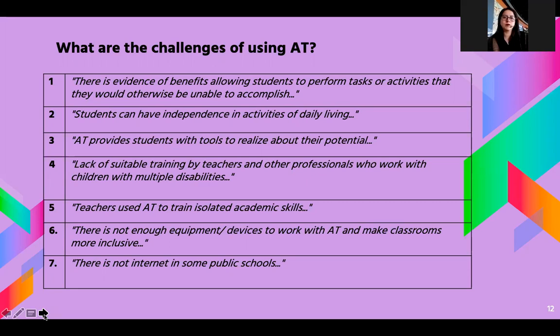And unfortunately, since practitioners were working in public schools, they mentioned that one big disadvantage was that they didn't have enough equipment or devices to work with assistive technology. So in that way, they couldn't make classrooms more inclusive. Okay, that is to say, maybe they couldn't practice one activity, but they could only perform it by using their devices. And unfortunately, since there were no devices, there was no internet in some public schools.